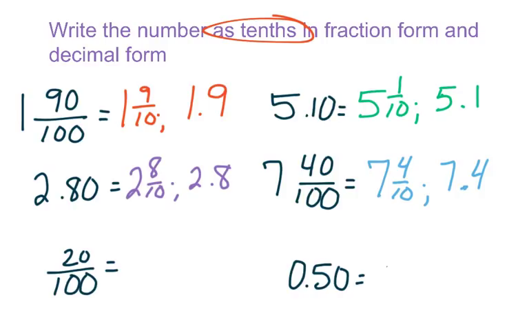And again, when we say and, that's our decimal that we're writing. When we say and, when we're writing a mixed number, then that's when we write our fractions. So that and separates our numbers that are greater than 1 from our numbers that are less than a whole. How about 20 hundredths? 20 hundredths as a fraction in tenths would be 2/10, and we would have 2/10. And then finally we have 50 hundredths. This would be 5/10 and 5/10.